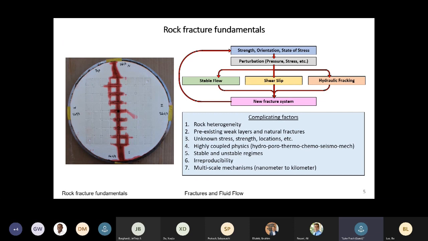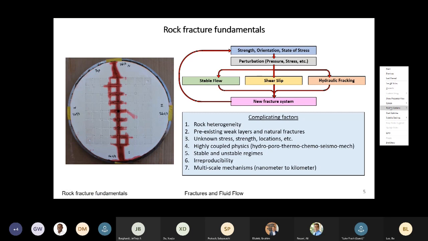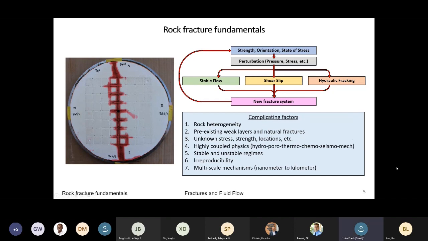So in terms of rock fracture fundamentals, actually, I'm realizing I can't see the chat questions. Is there a way to see that while you're presenting? Does anybody know if there's a way to show the chat window while you're presenting? Okay. I'm not sure if there is any way, but we'll let you know if we see any questions right away. Okay, please do, and feel free to interrupt me if necessary.